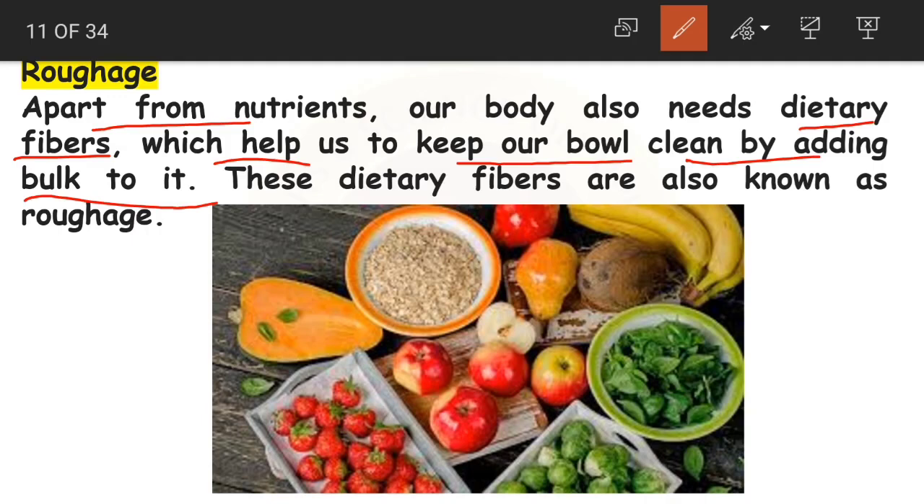So we have to pass out all the wastages from our body. Okay, and these dietary fibers are also known as roughage. For example, if you see here in the picture, you have bananas, papaya, green leaves, oats, apples, strawberries, all these roughages we call fiber food. So this is going to keep your bowel clean.